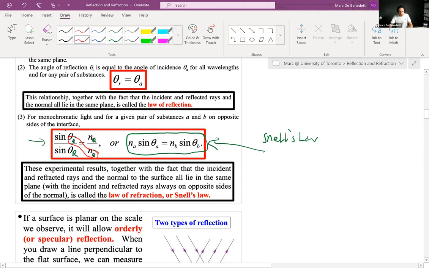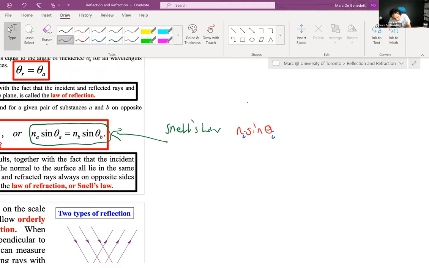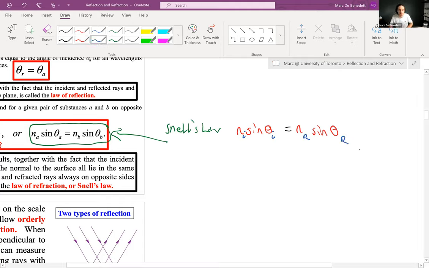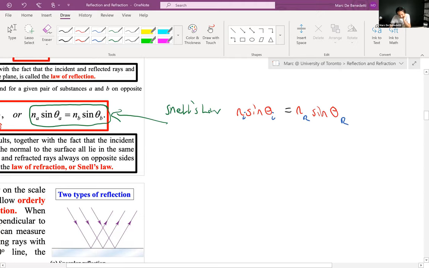The other rearrangement of this, the one that I've boxed in green, I personally find easier because everything is on the same side. The pattern is going to be n sine theta, and then you just remember that it's n incident, theta incident, and then you have the same thing on the other side. It's the same pattern: n sine theta, n sine theta. And then the subscripts are refracted, refracted, so that all the subscripts stay together. I personally find that easier to remember, but whatever floats your boat, they're all the same.